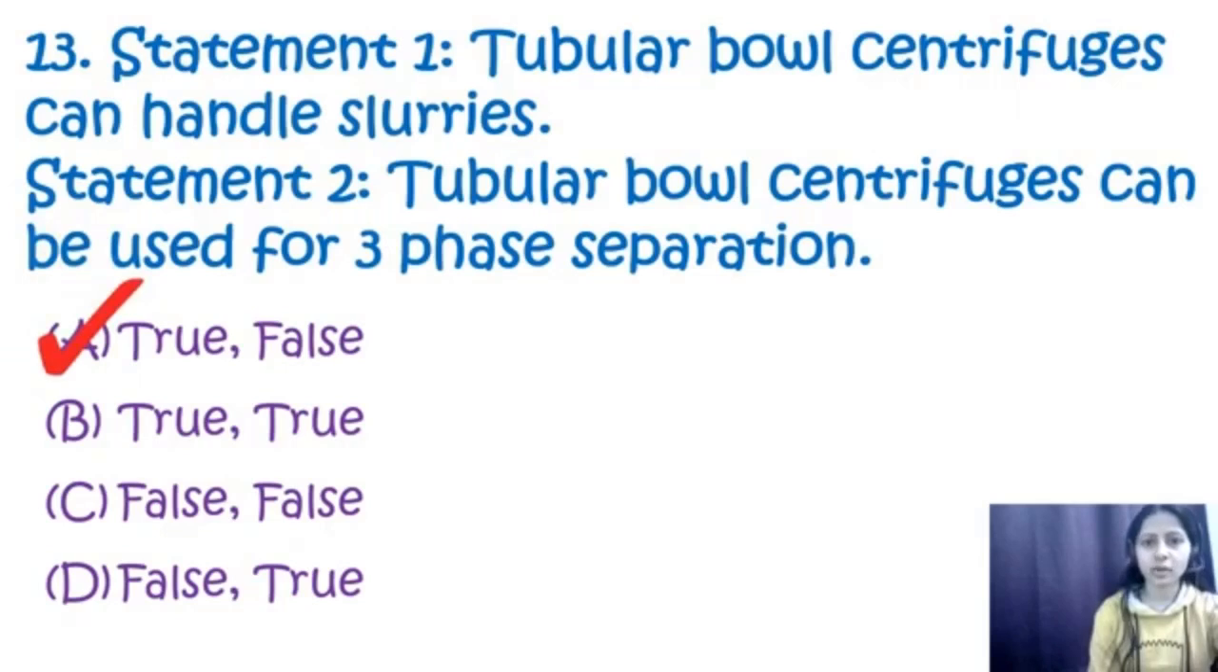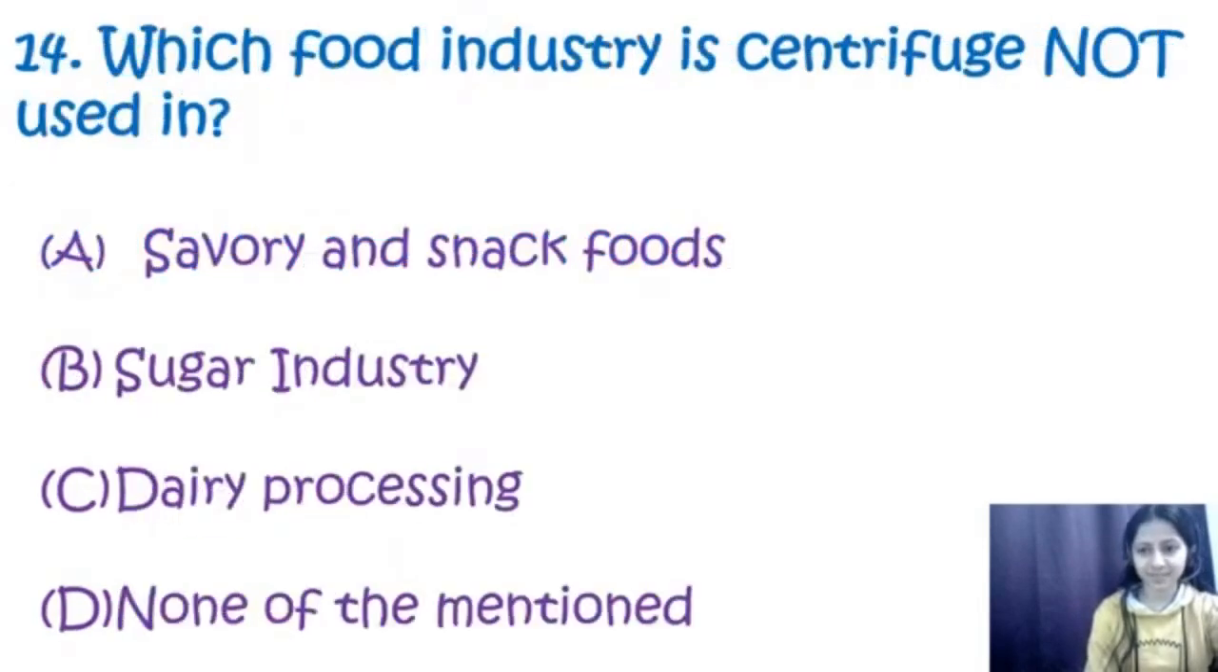So the tubular bowl centrifuges are a type of centrifuge that can handle the slurries. That means they use centrifugal force to separate solids from the liquids. Whereas statement 2, tubular bowl centrifuges are not used for the three-phase separations, whereas others like disc stack centrifuges are used for three-phase separation. So option number A is correct, that is true, false.